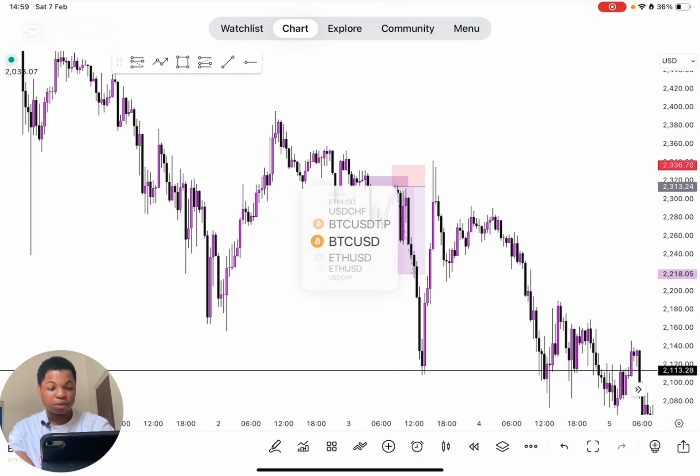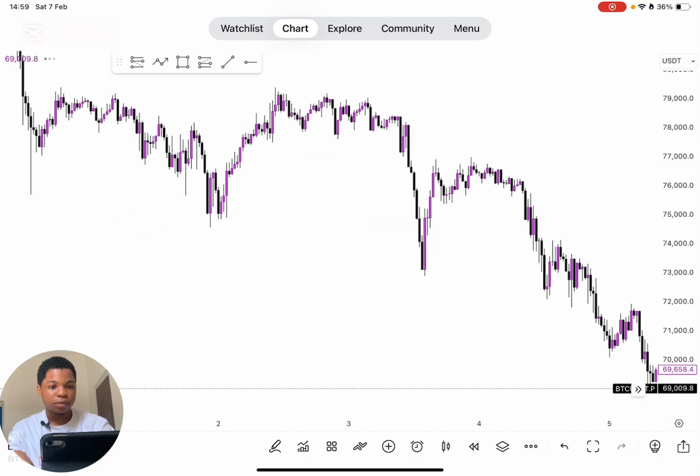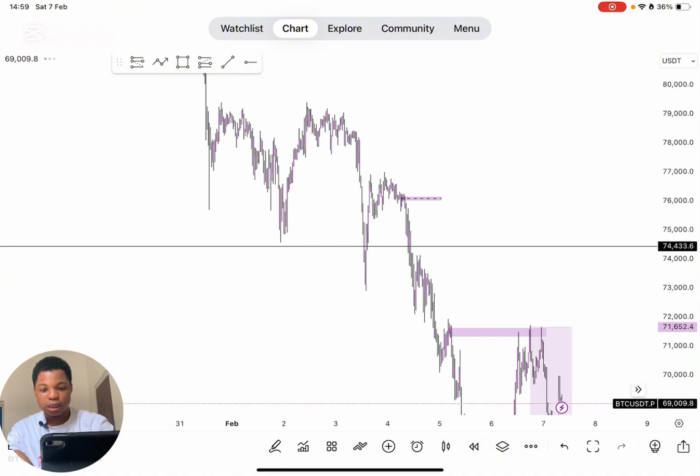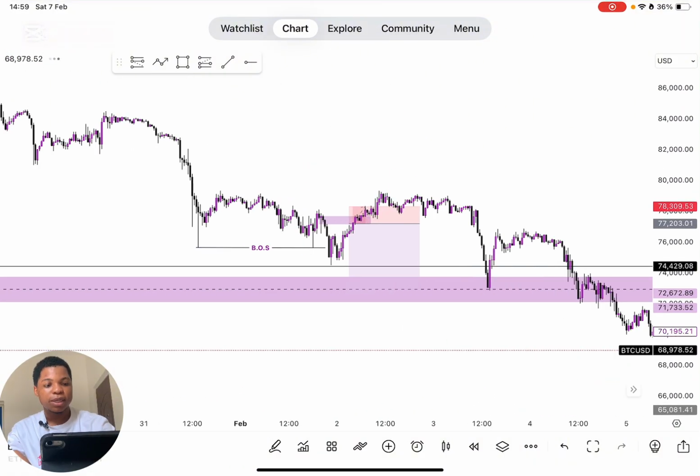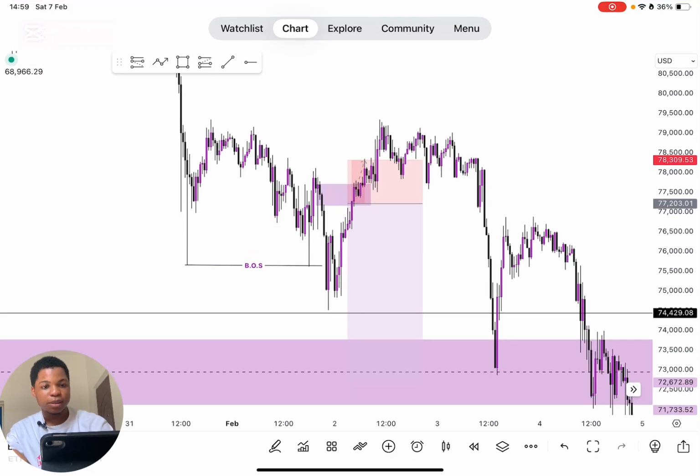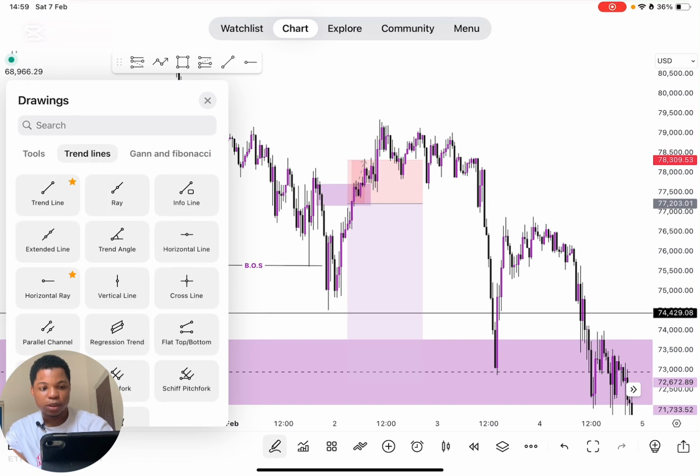The first trade we took was on BTC USD. Where is it? BTC USD. So this was the first trade. The market opened on Monday. Let me put a horizontal line on the opening trend line.